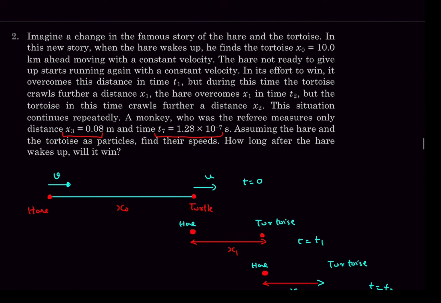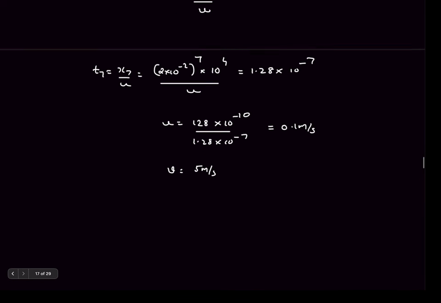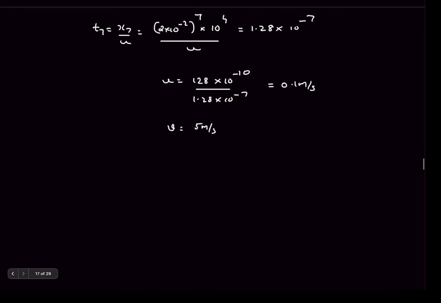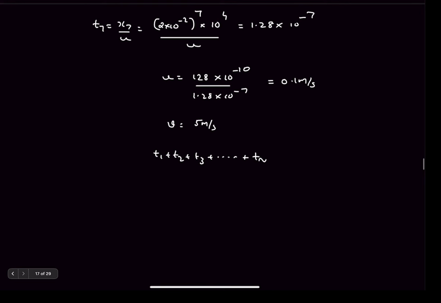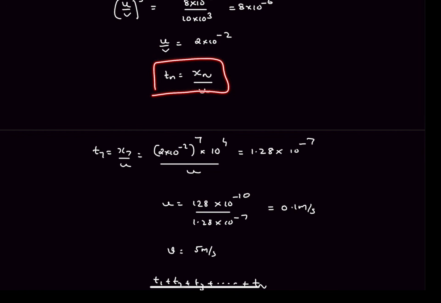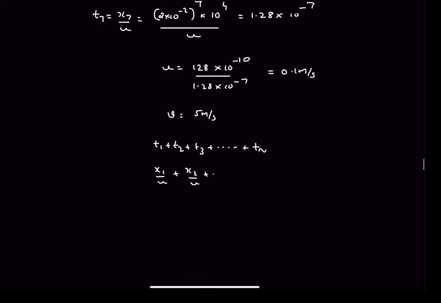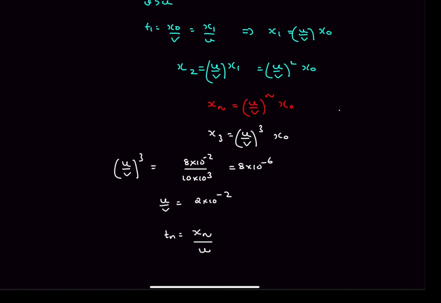Now we have to figure out when the hare will catch up with the turtle. That is simply t1 plus t2 plus t3, and so on until tn, right? So t1 is going to be x1 divided by u, using this result over here, plus x2 by u, and so on and so forth. Now this is going to be an infinite GP, guys. So this is the total time. Here the common ratio of the GP is actually u by v, right? Now let's say I'm going to say this is equal to k for a second.